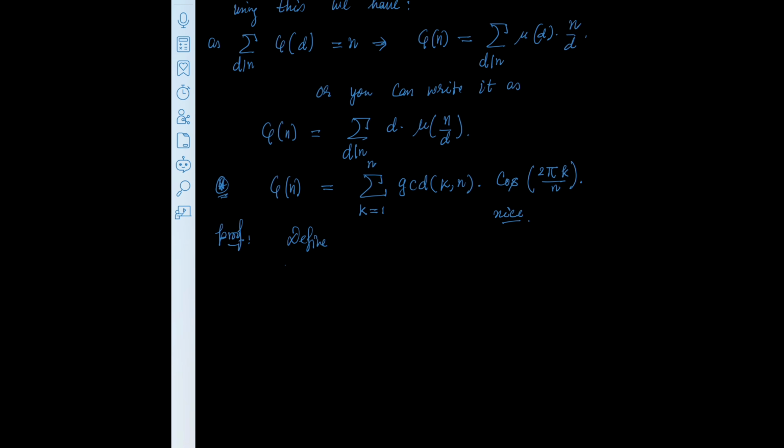So for proving it, we have to define something called N q. N q is the sum of all qth roots of unity. Formally, this is the sum over k from 1 to q of e to the power 2 pi i k by q.